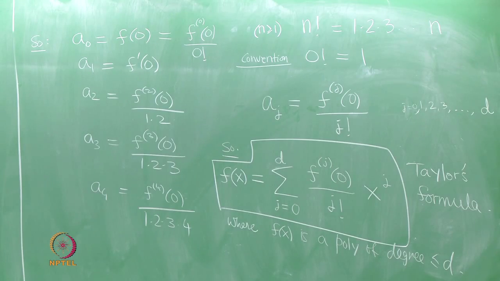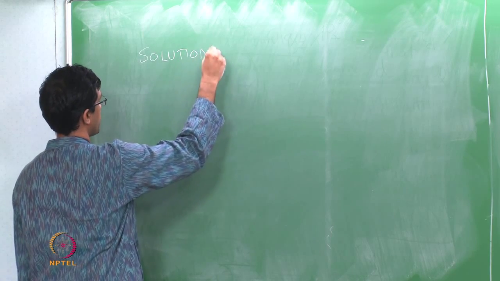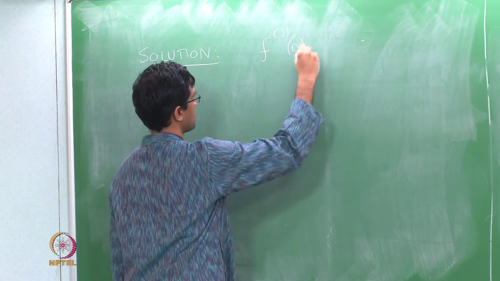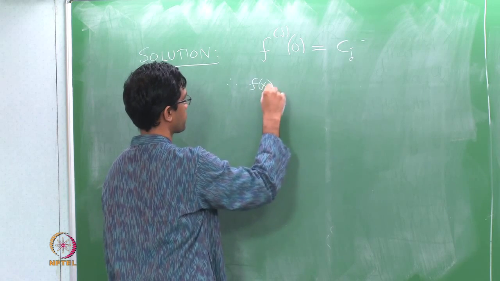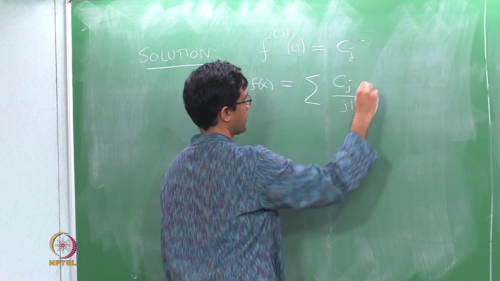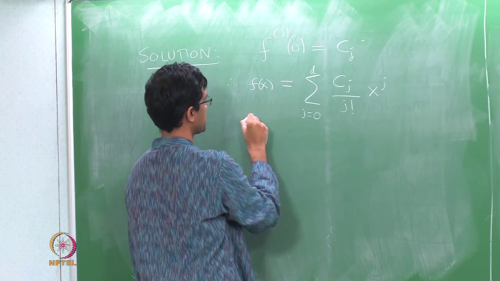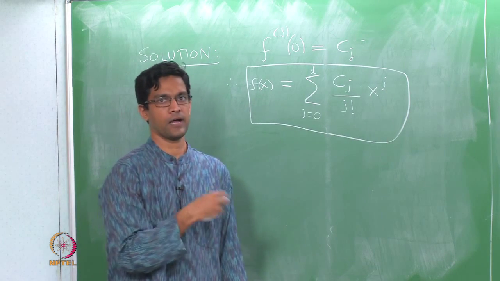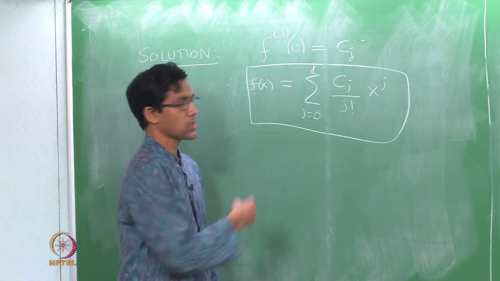So, what is the solution to this problem here? The solution to the problem as posed there is the following. I know what the jth derivative at 0 is. It is given to be Cj. So therefore my function f is nothing but the summation of Cj by j factorial x power j. This is the function that you want, a polynomial of degree at most d with prescribed higher order derivatives at 0. Okay, so it solves this problem.